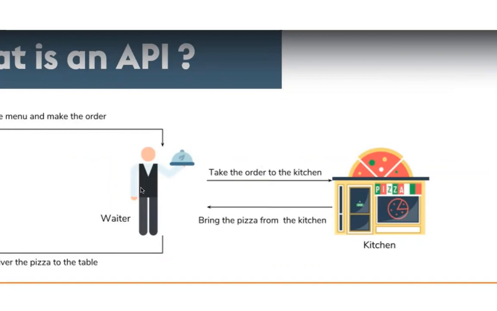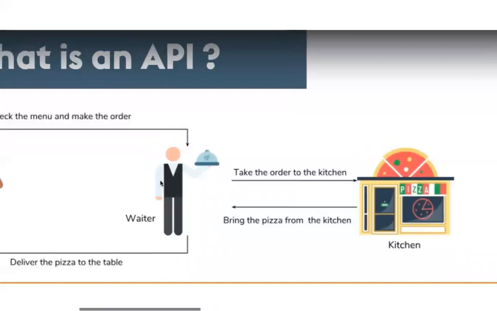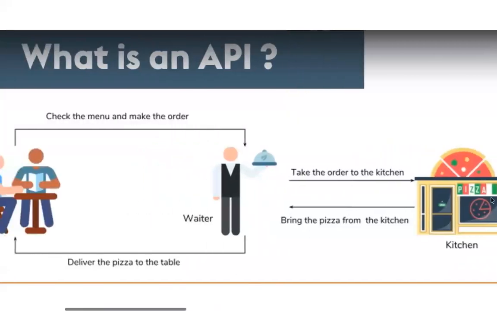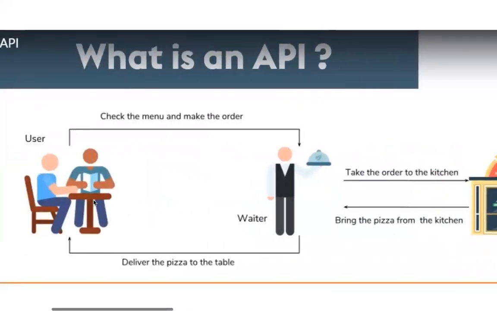So what will this waiter do? He will take that output and deliver it to the user. Here, the waiter acts as the API. Understood? So what will the waiter do? He's going to take the inputs and give them to the corresponding person. Once he gets something, he takes it again, and again he delivers it to this guy.